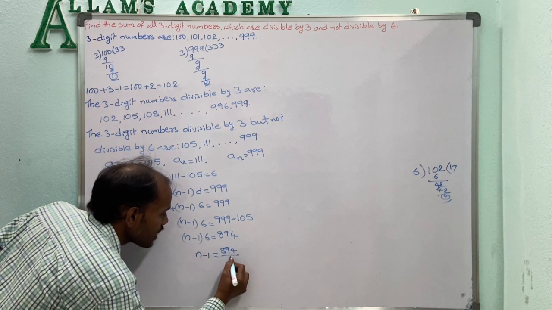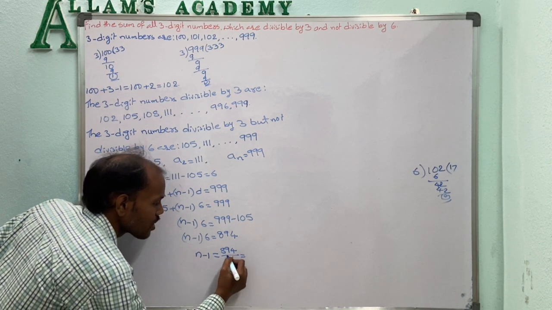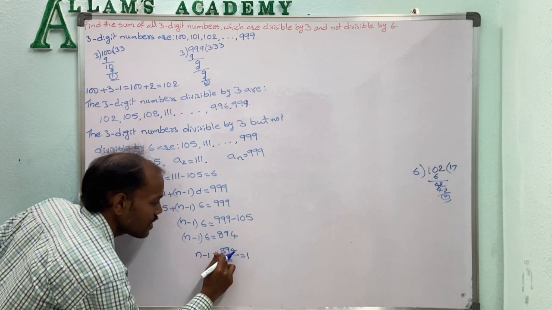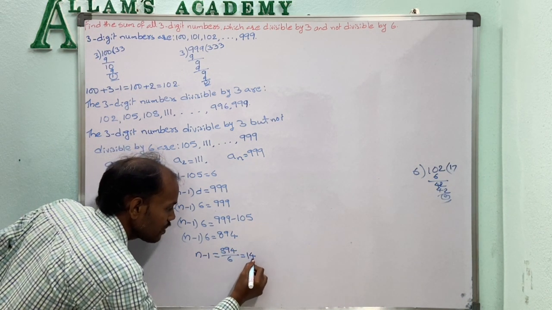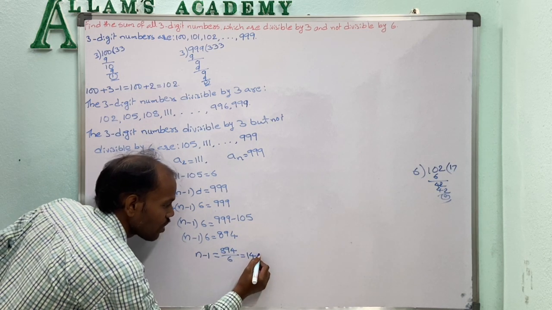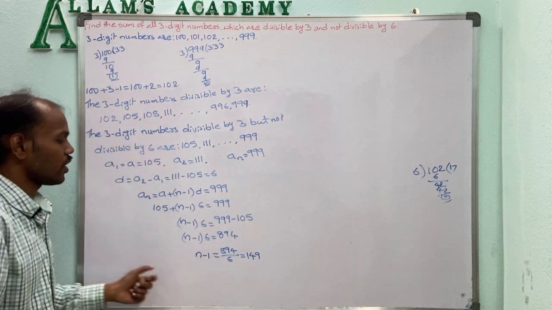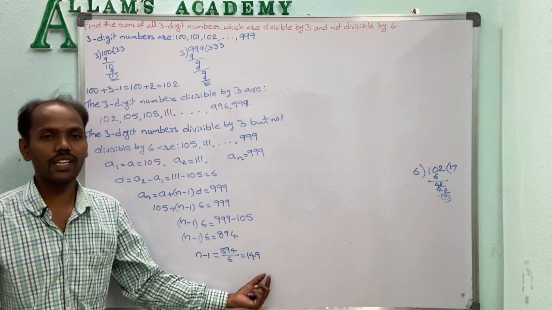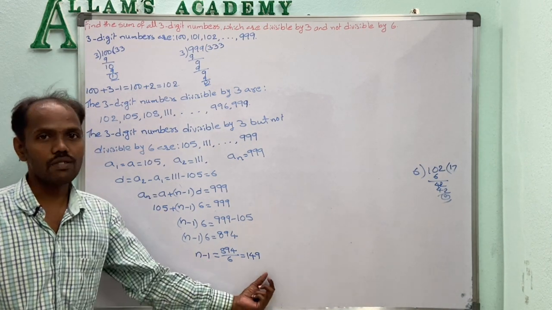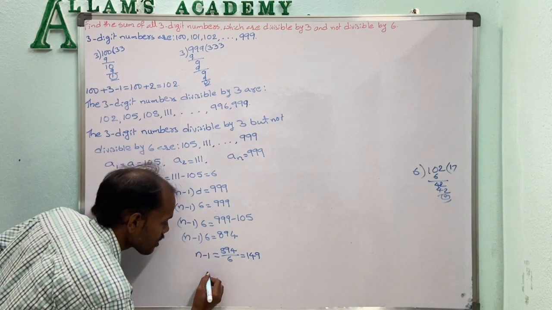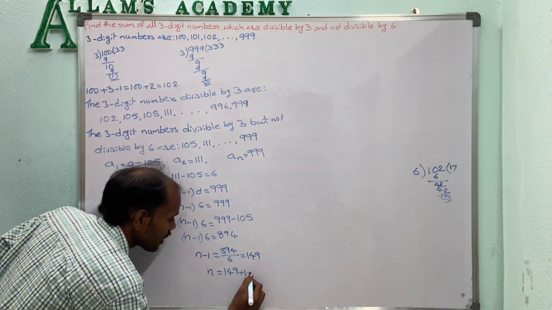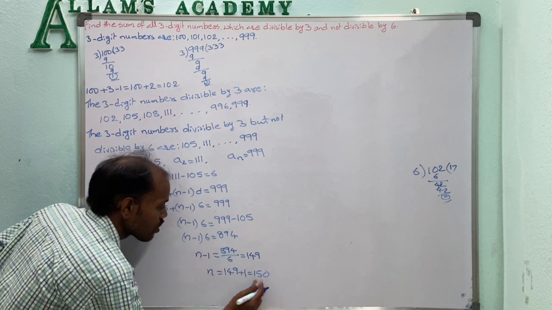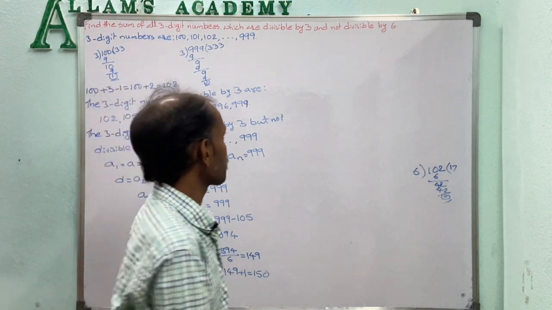894 by 6. 6 ones are 6, then 29, 6 fours are 24, then 59, so 149. So n minus 1 is equal to 149. This minus 1 transfers to the RHS, that is plus 1. So n equals 149 plus 1, that equals 150. So there are a total of 150 terms.